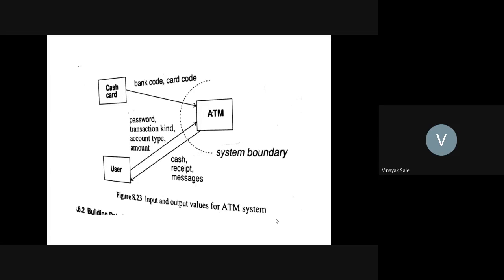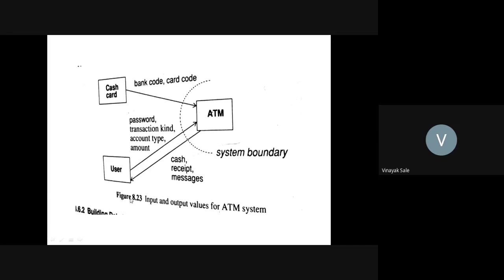So this is the input output values of the ATM system. The system has its own boundary, that is the system boundary. This dotted arc indicates that this is the system boundary. Whenever the user inserts an ATM card, that is a cash card, which has a bank code and card code.